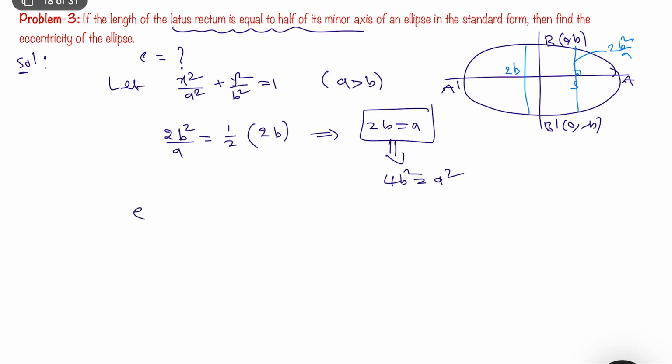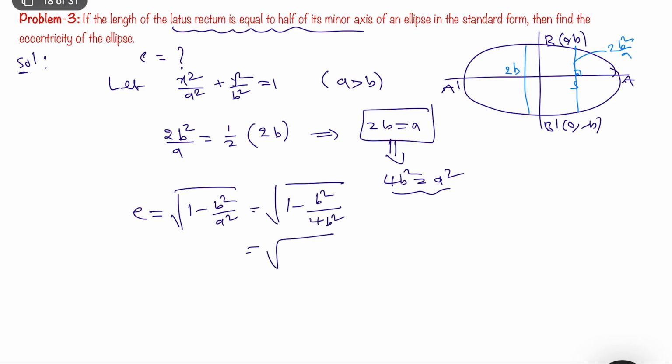Now the eccentricity formula in terms of a and b, for a greater than b case, is going to be under root 1 minus b square by a square. So under root 1 minus, b square by a square, let me replace a square with 4b square. Then we have under root 1 minus 1 by 4, it's going to be root 3 by 2. Okay, so the eccentricity e we got is root 3 by 2. Fine.